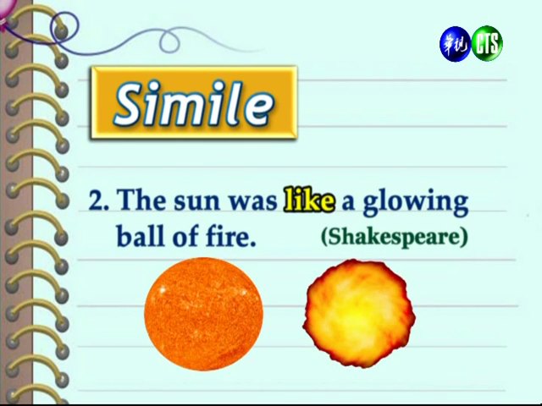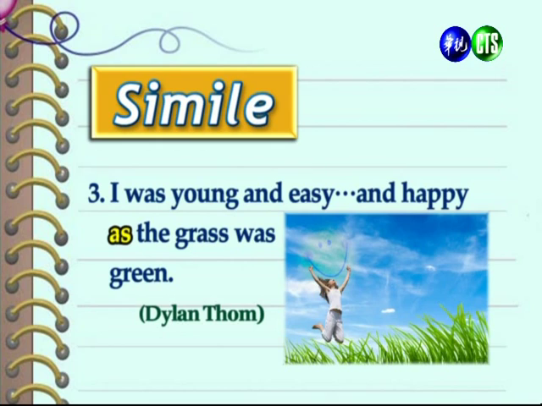Let's take a look at some more examples now. We have this one. The sun was like a glowing ball of fire. All right, and go on to number 3. I was young and easy and happy as the grass was green. Here we use as as the connective to make the simile.